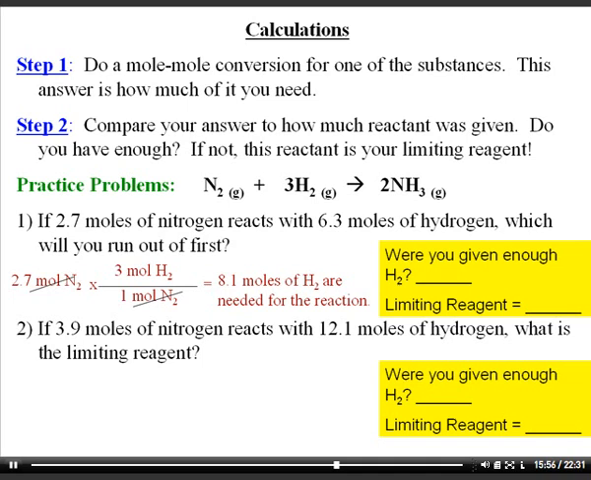Now we have to ask ourselves, were we given enough hydrogen? Well, if you look back at the question, it says that we were only given 6.3 moles of hydrogen. So were we given enough? Clearly no, we're not. We needed 8.1, they gave us 6.3, so we're going to run out of it.